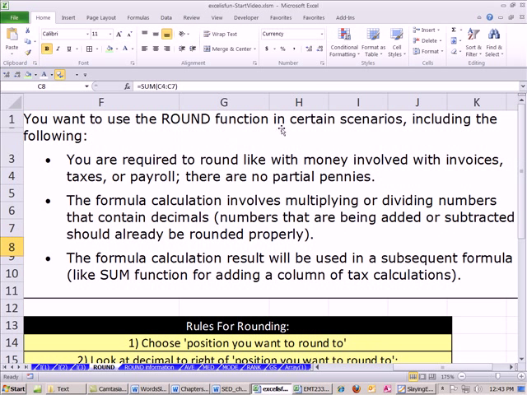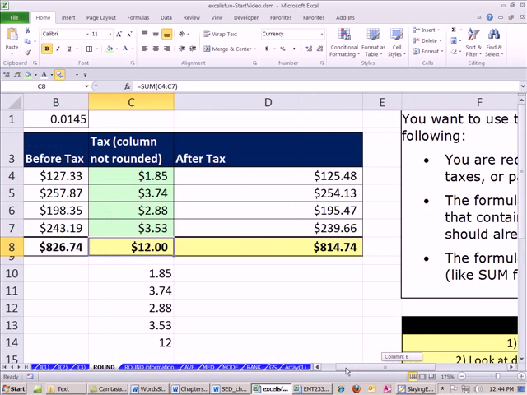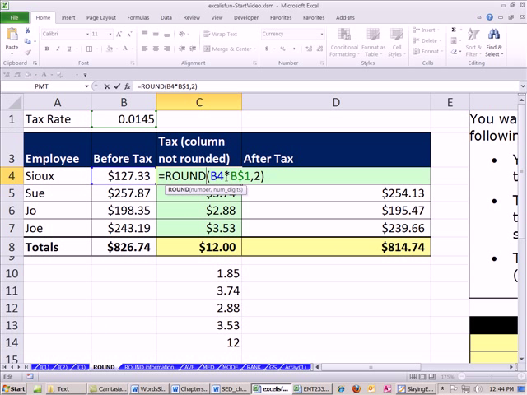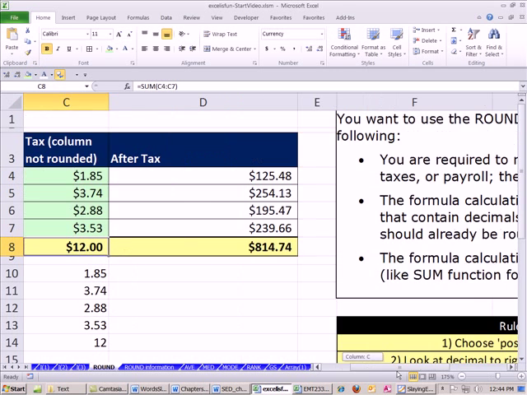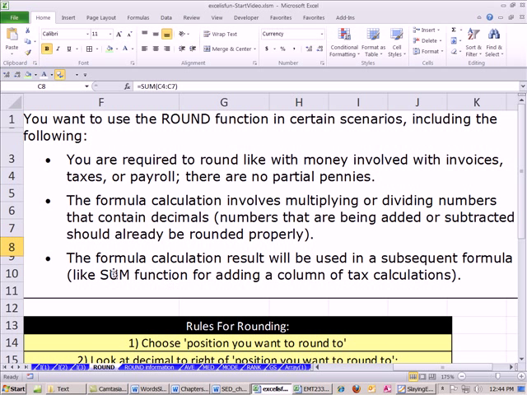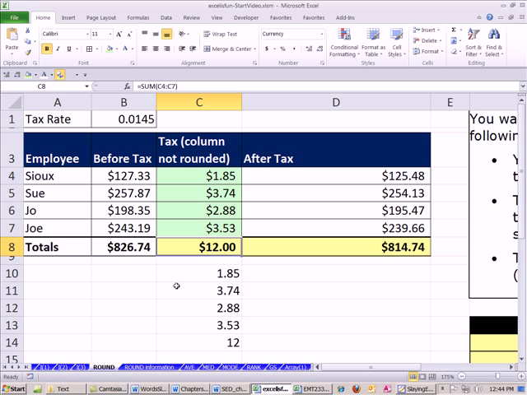All right, now let's go look at our rules. Here are the situations when you have to use round. Number 1, you are required to round, like with money involving invoices, taxes, payroll. There are no partial pennies. Number 2, the formula calculation involves multiplying and dividing numbers that contain decimals. Get this though, numbers that are being added or subtracted should already be rounded properly. For example, over here, this was the calculation multiplying that got us in trouble, not this. These should already be rounded before you get to adding and subtracting. And finally, the formula calculation result will be used in subsequent formulas like sum when adding a column of tax calculations.